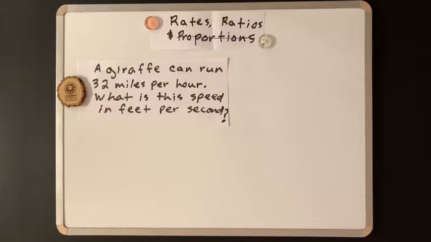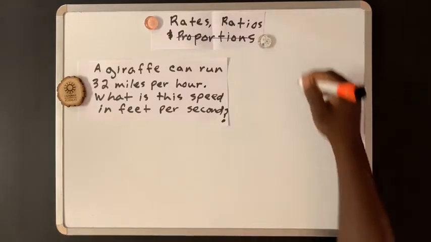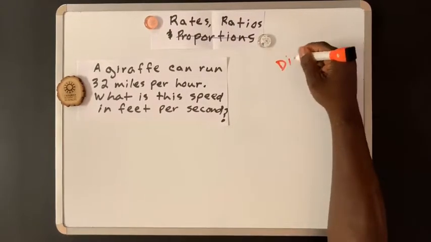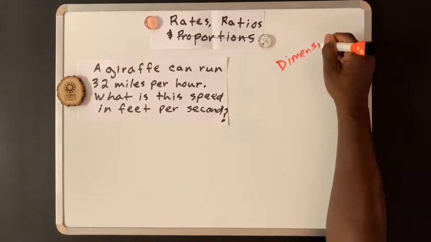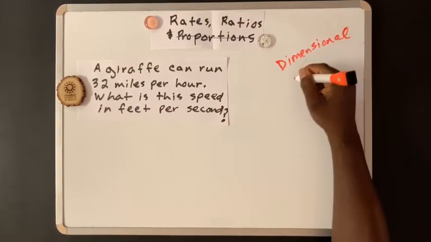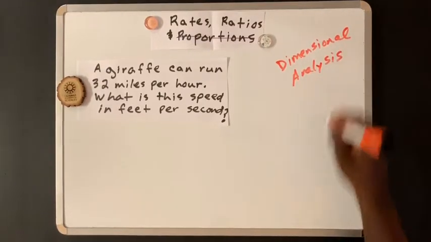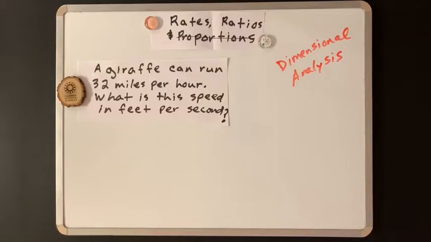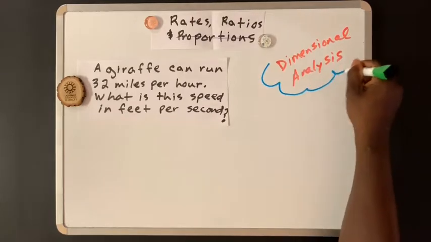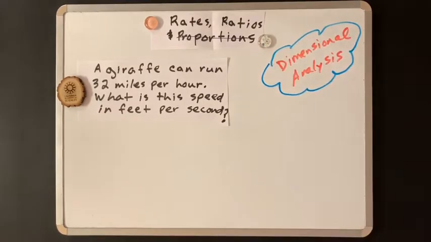Now, the strategy that I'm going to recommend is called dimensional analysis. I'm going to write that up here. Dimensional analysis. We use this in science a lot. This could be considered a physics or physical science problem, and math is the basis for science, so it's connected, all right? So just keep that in mind. We're going to show you how to use dimensional analysis, and it's pretty exciting.